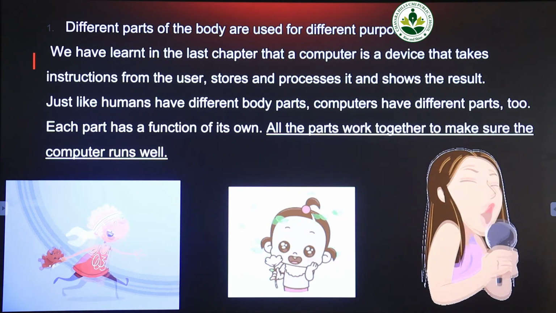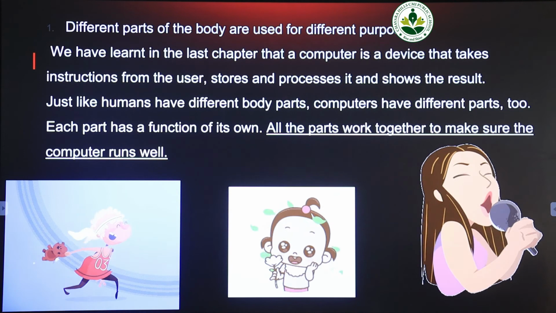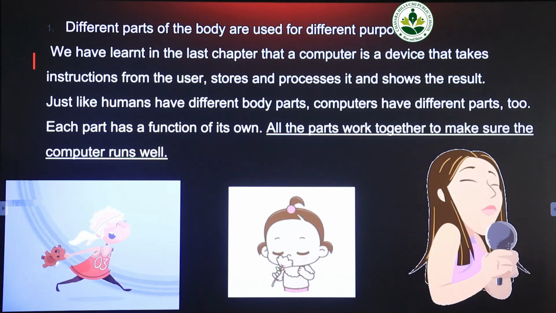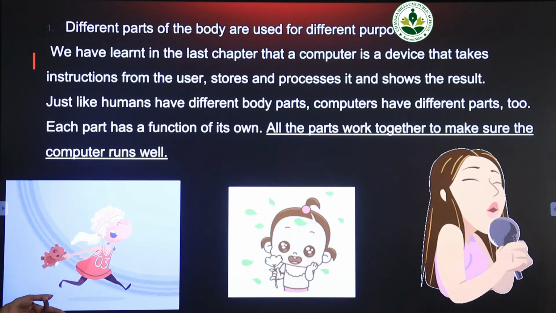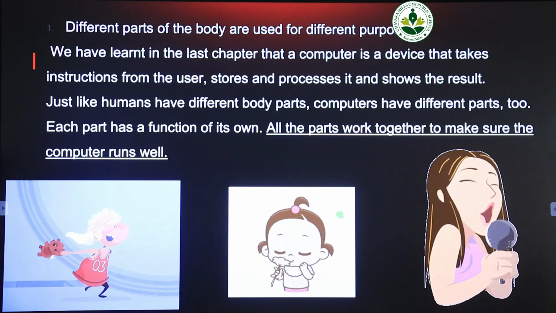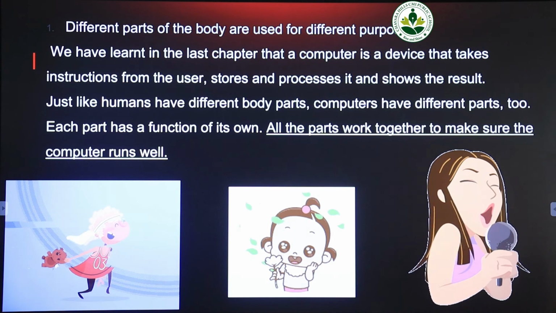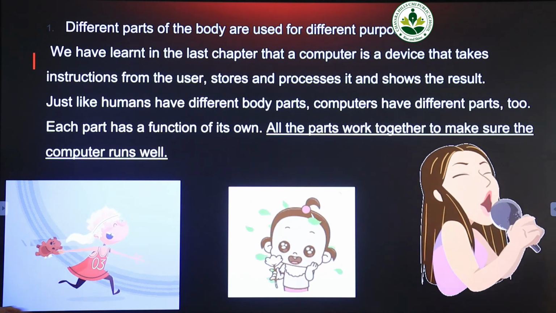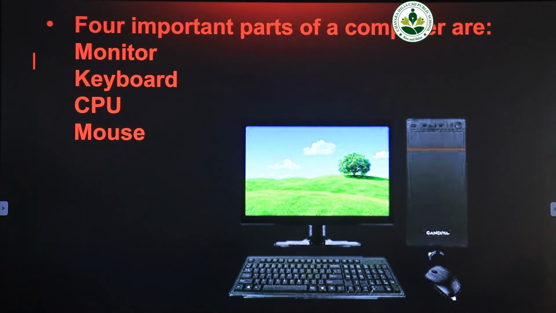Just like humans have different body parts, computers have different parts too. Each part has a function of its own. All the parts work together to make sure the computer runs well. As I said before, the computer has different parts, and all the parts work together to make the computer work properly. Okay, so now we are going to look into different parts of the computer in detail.